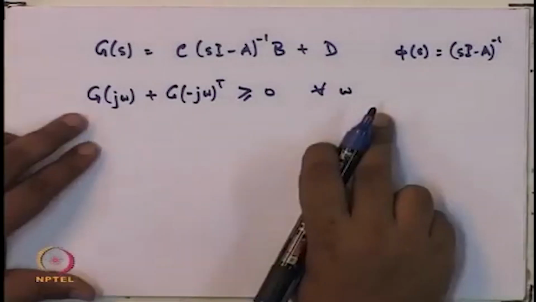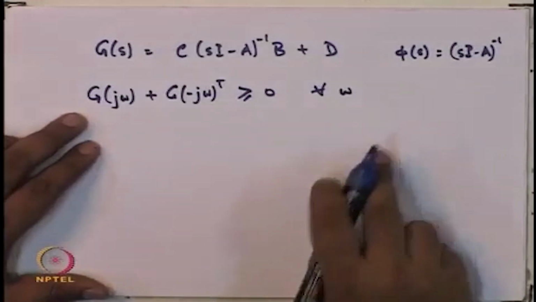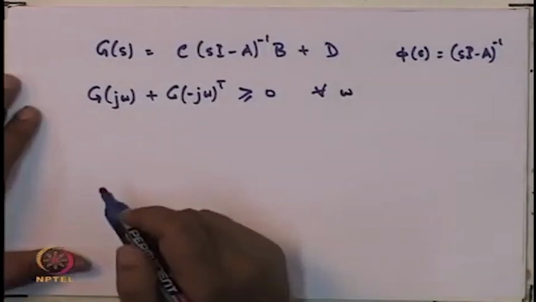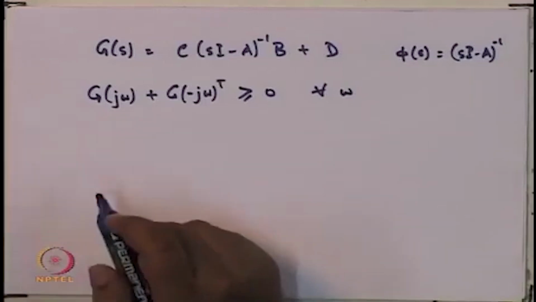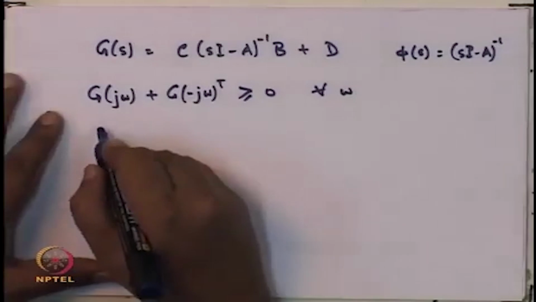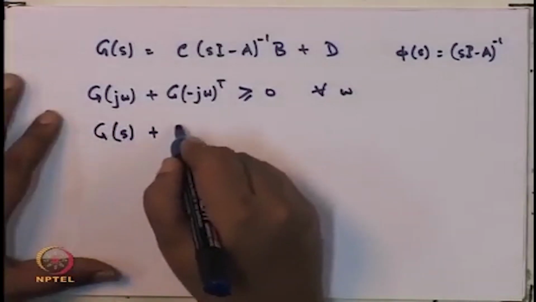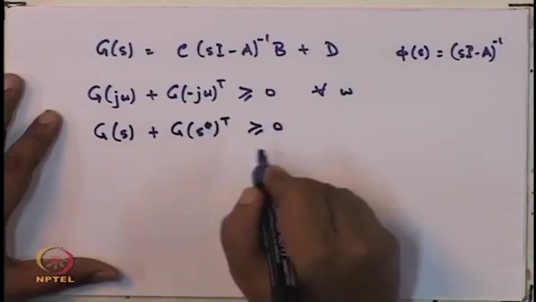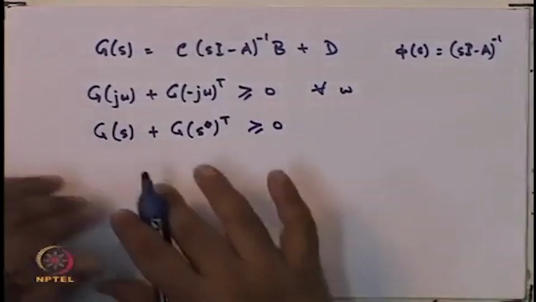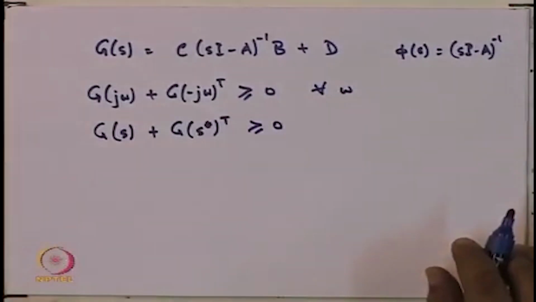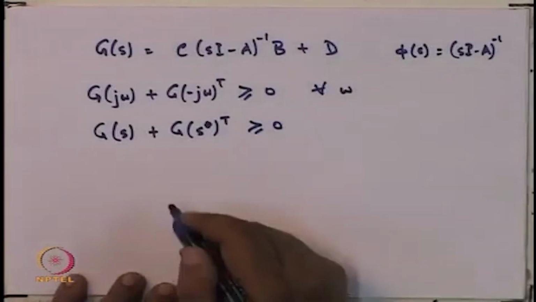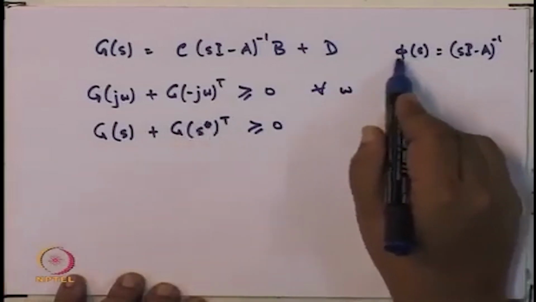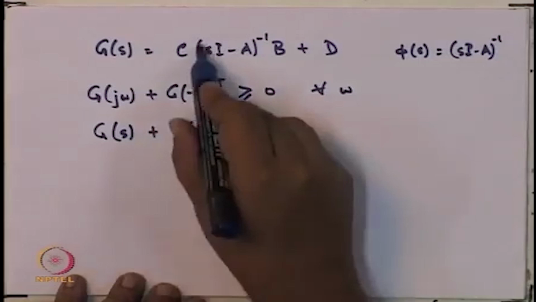If I show this, I would have shown it for the Nyquist plot, but in fact, what I am going to do is something more general than that. What I am going to show is G(s) plus G(s star) transpose is greater than or equal to 0. This is roughly what I would be showing. Okay, now how to show this? So, I will write down the expression for this, but I will use phi(s) instead of writing (sI minus A) inverse.